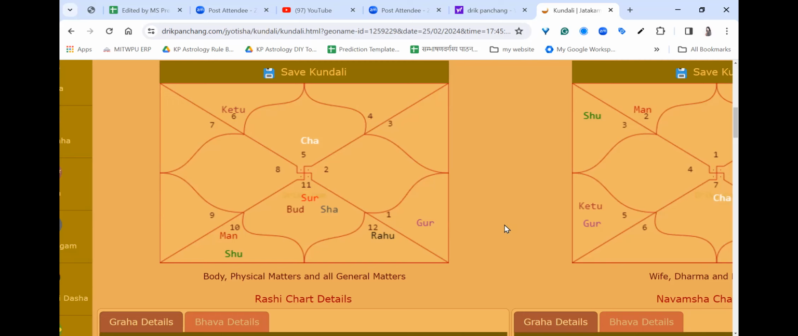Got it? Right. Now what I want you to do is change the time to 19.